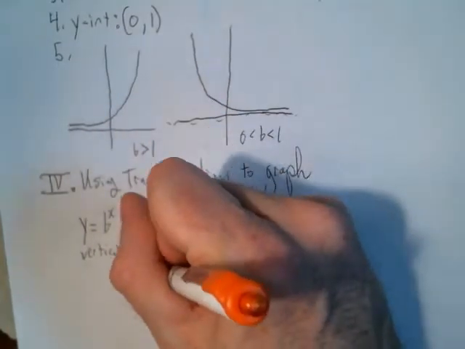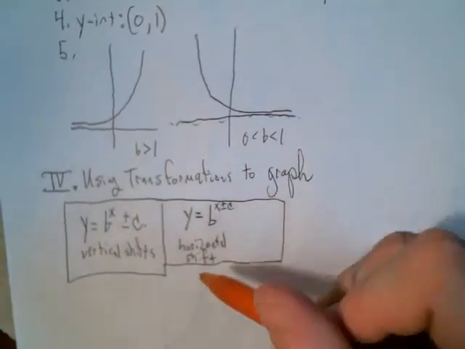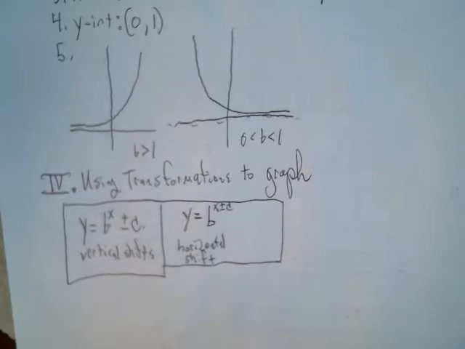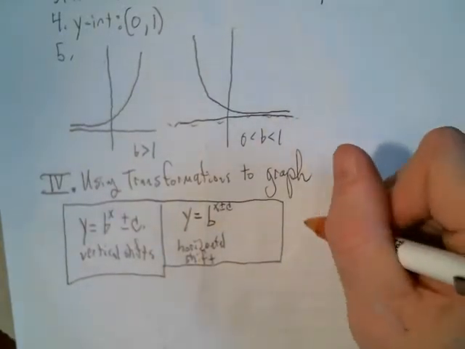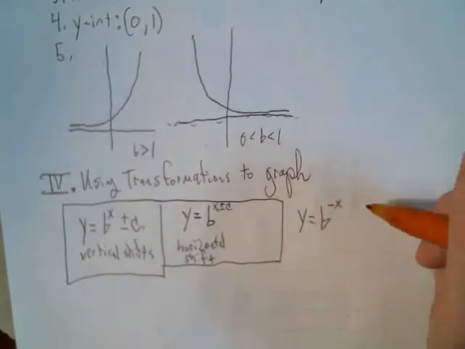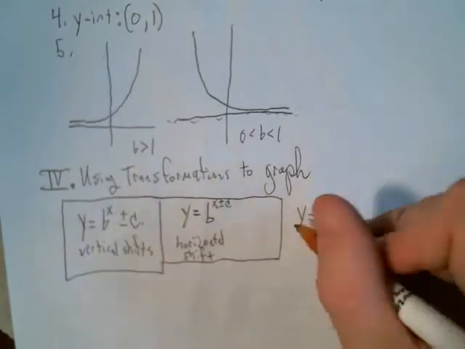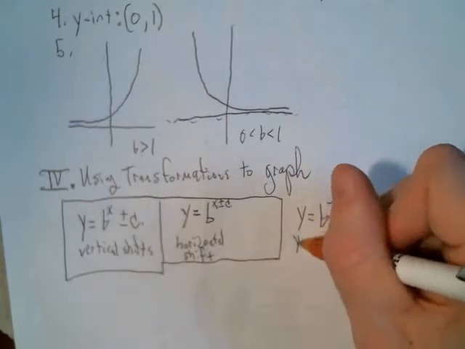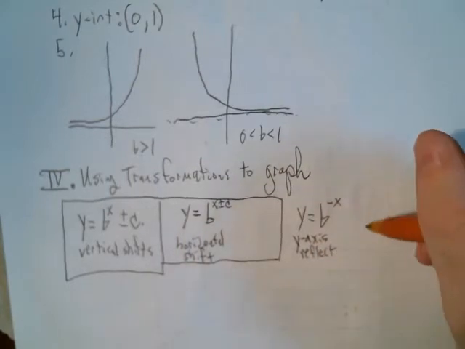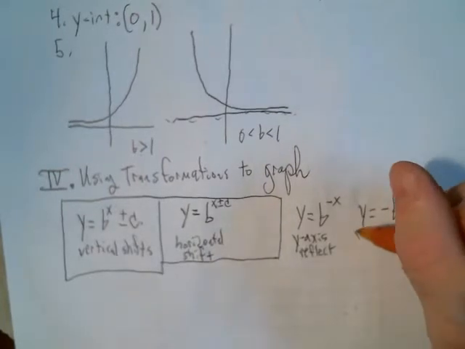Then there's reflections. Of course, these have to go in a particular order. It's HSRV, right? So it's horizontal, stretch, shrink, reflection, and then vertical. Okay? I'm sort of doing them out of order, but hopefully you get the picture. So anyways, if you have y equals b to the negative x, then that's going to be a reflection about, I'm having trouble remembering, I believe it's the y-axis. Okay? So y-axis reflect. And then if you go y equals negative b to the x, that's going to be your x-axis reflect.